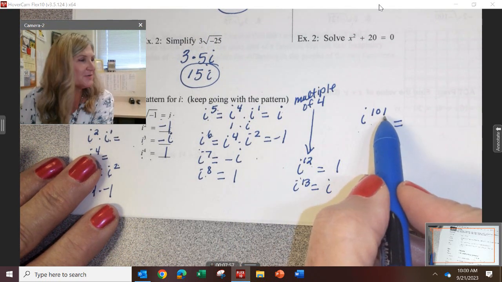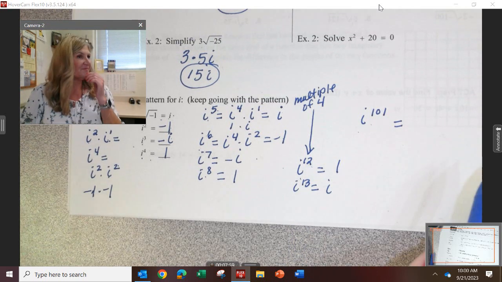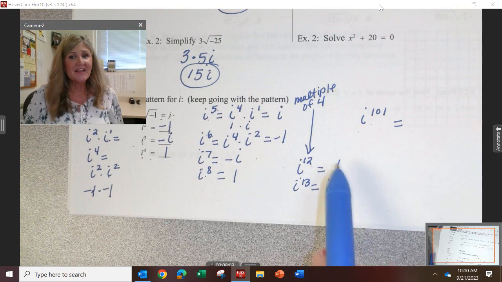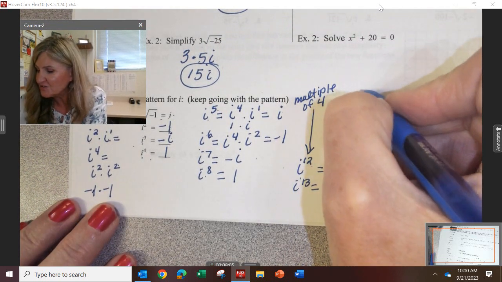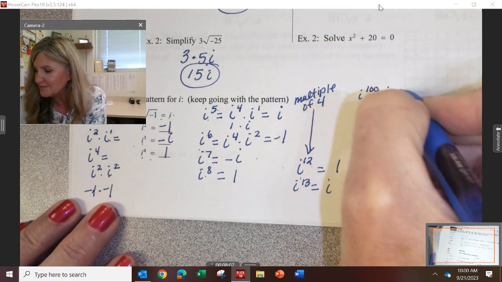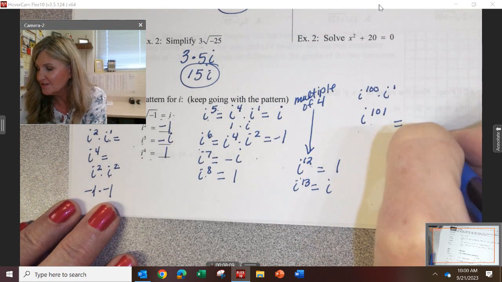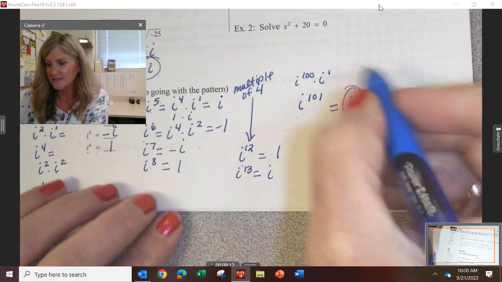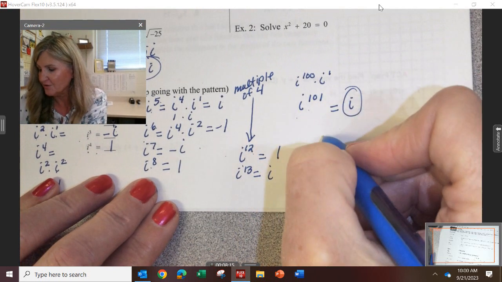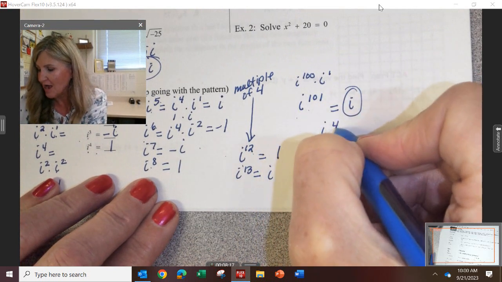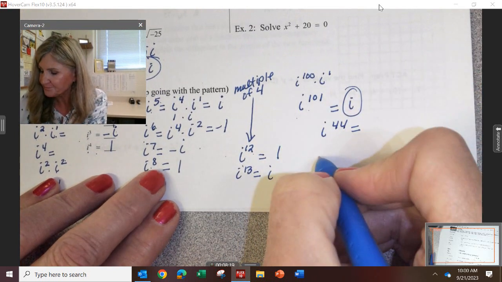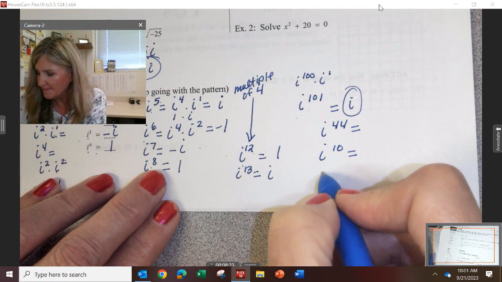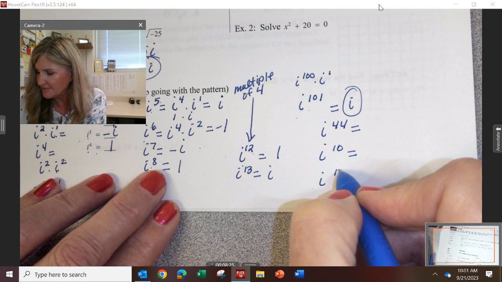i to the 101st now. Okay, you guys agree it's i? Yeah, because i to the 101st would be i to the 100th times i to the first. So it's just going to be i. Okay, let's not say these out loud now, and I want you to try a few of these. I want you to do i to the 44th, i to the 10th, and i to the 17th.